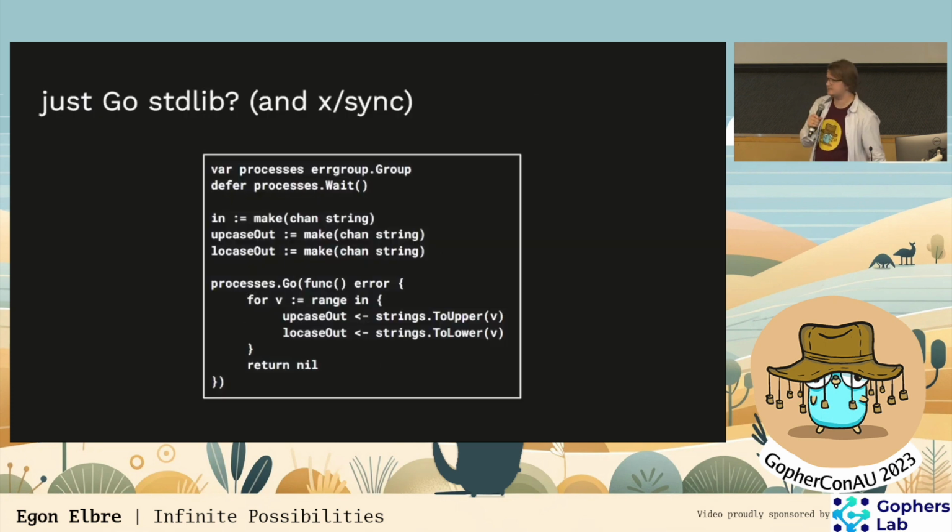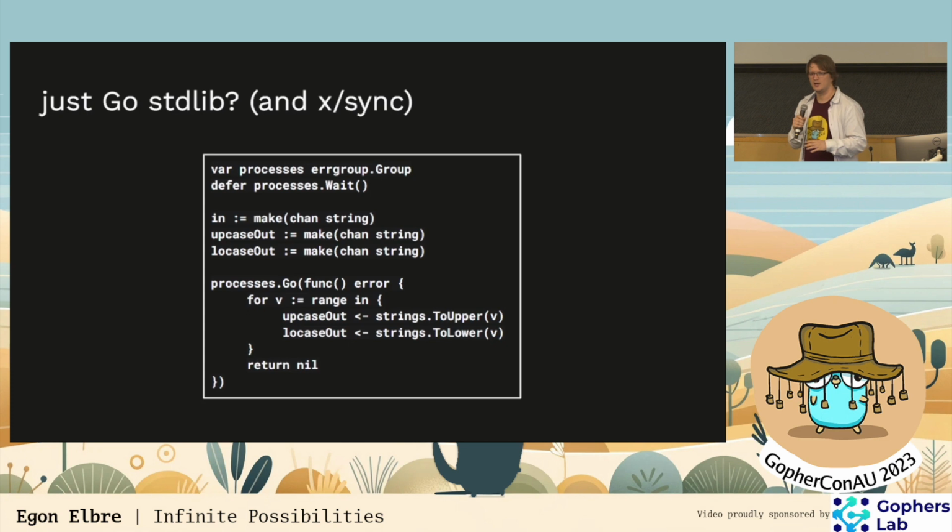So let's just throw standard library at it. So we'll create a process group and start a Go routine in it. And we'll get output of uppercase and lowercase string. So what could we modify here? For one, it doesn't handle contexts, right?